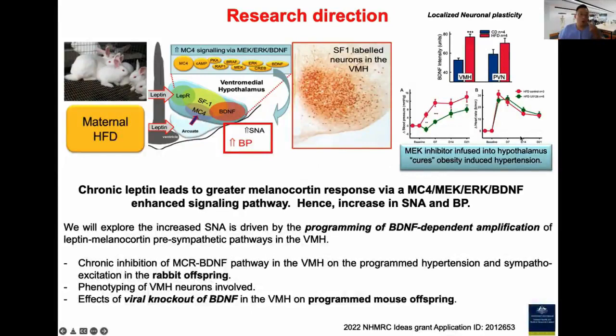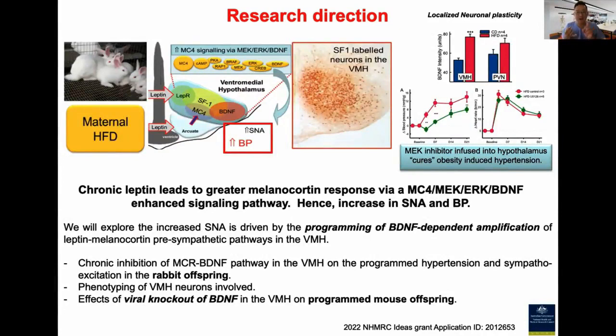So to investigate the mechanism underlying the programming of hypertension in offspring of obese mothers fed a high-fat diet, we will investigate whether the increase in sympathetic nerve activity is driven by the programming effect of BDNF-dependent amplification of the leptin, melanocortin, pre-sympathetic pathway in the VMH. I know it sounds really long and complicated, but it's pretty simple.